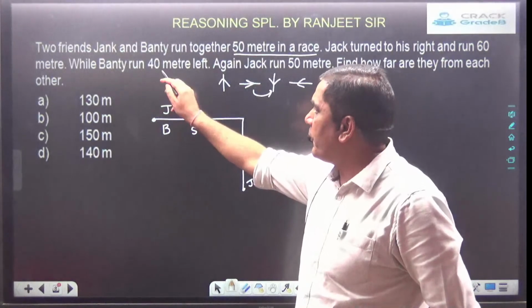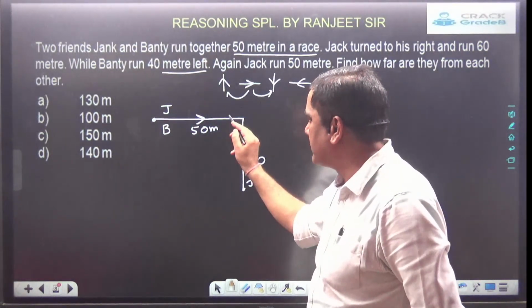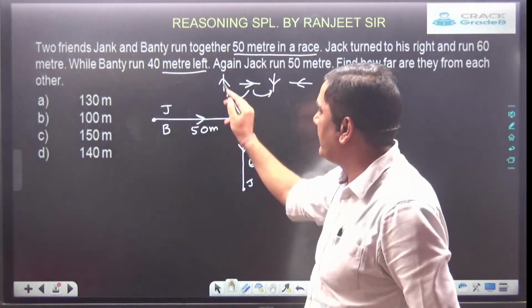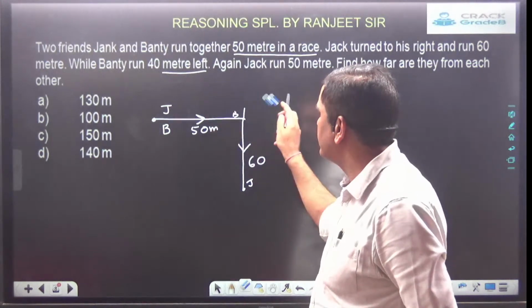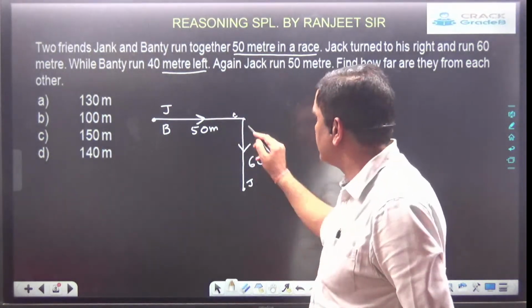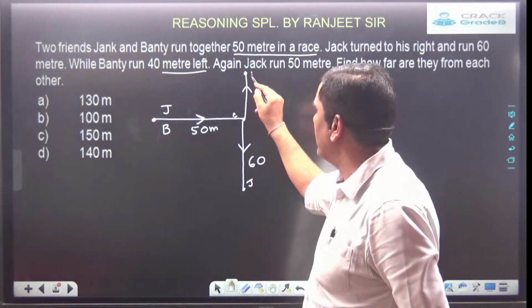While Bunty runs 40 meters left. So Bunty will go for left. Bunty is over here. Left is what? Left will be up. So Bunty will go like this. Bunty has run for 40 meters. Bunty will be over here.